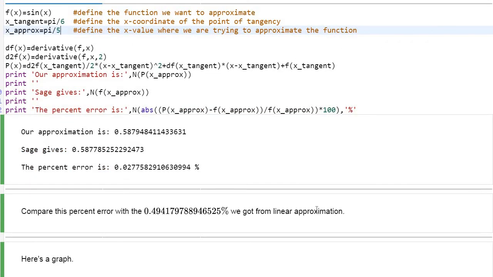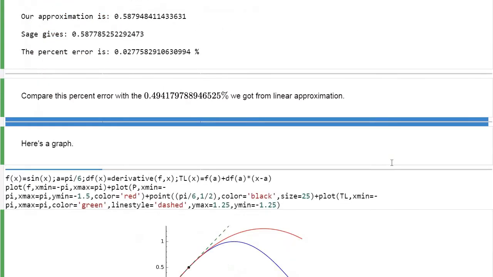And here's what came out. So this is the percent error from our quadratic approximation of the sine of pi over 5. Roughly 0.03%, 0.03% if you round that up. Compare that to what we got with linear approximation, which was almost 0.5%. So, an order of magnitude improvement by moving from a line to a parabola.